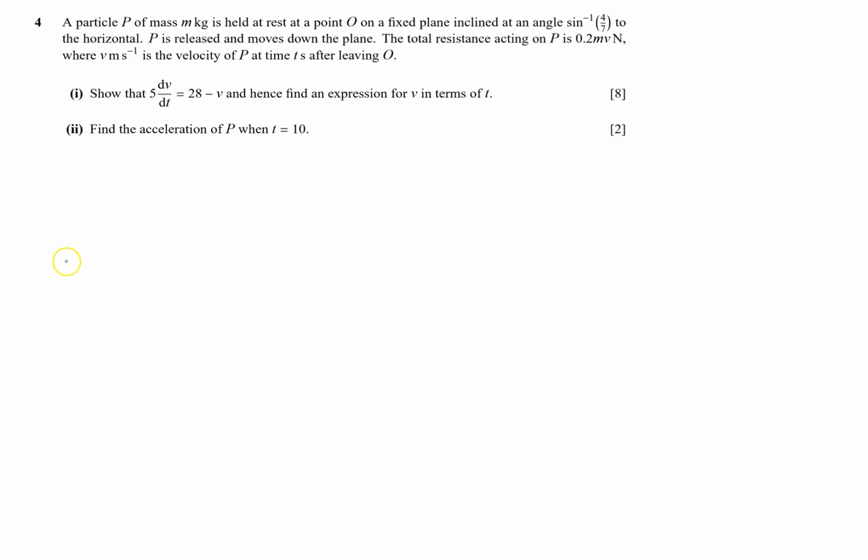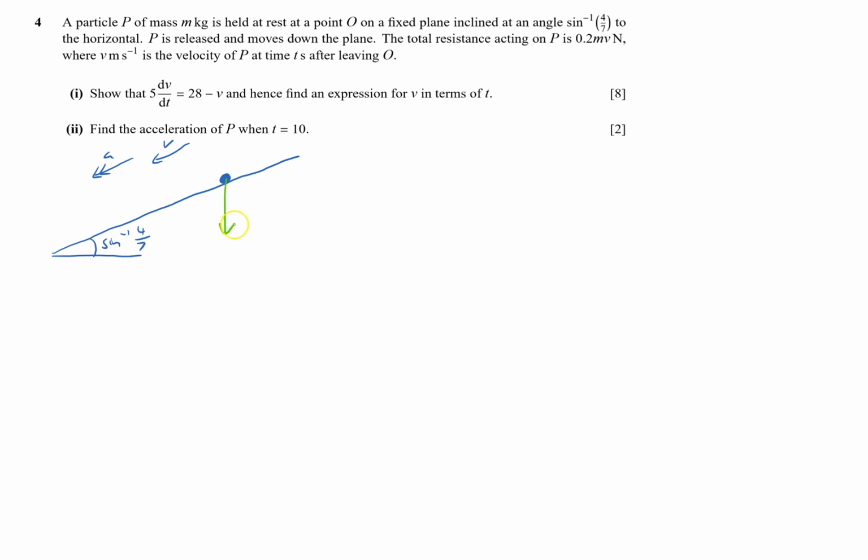Okay, so we've got a particle on a slope. It's held at rest, and the angle there is sine to the -1 of 4/7. It's released and moves down the plane, so it's going to be accelerating down the plane. And v is velocity, that's v, and it's accelerating down the plane there.